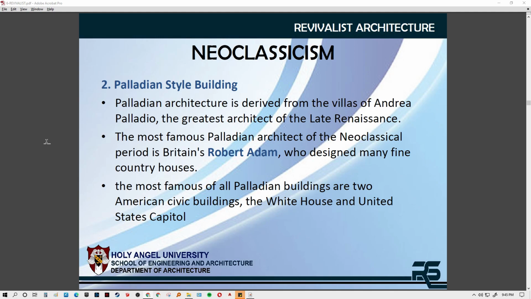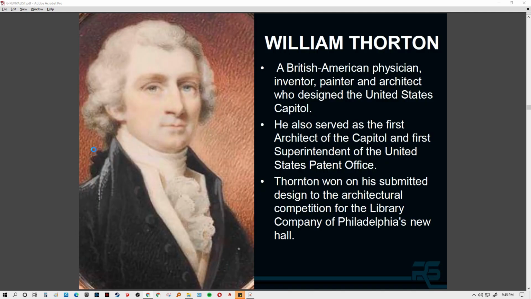So again, portraying authority, and basically residences of government officials or important people that rule a certain state or country.